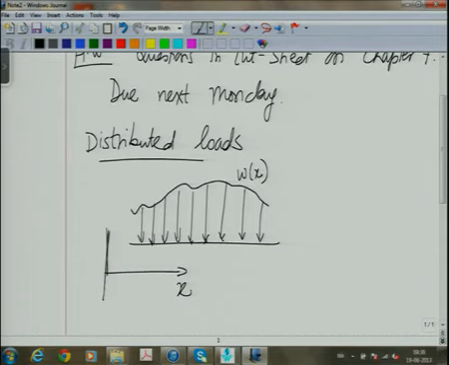as W of x. Now while deriving this formula, let us keep some things in mind. The W of x, at least as we are deriving, is acting downwards. If it is acting upwards, a minus sign will come. So we are deriving this for the loading W of x acting downwards. So let us work this out.